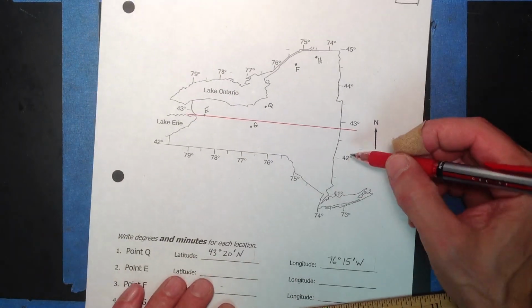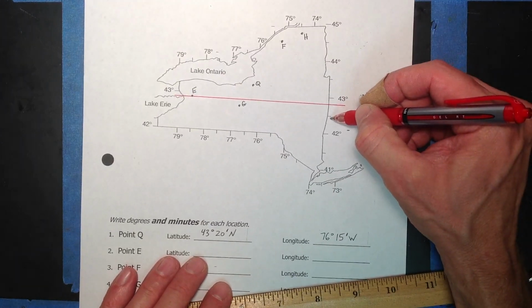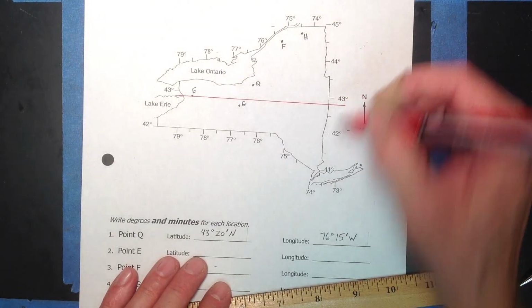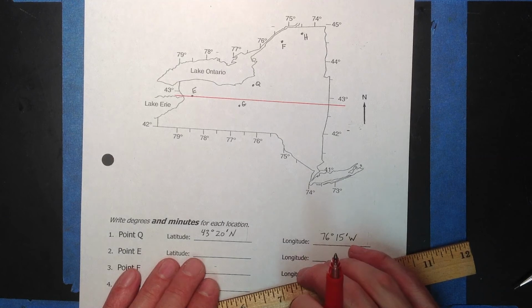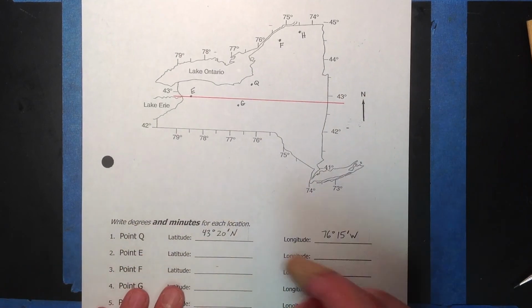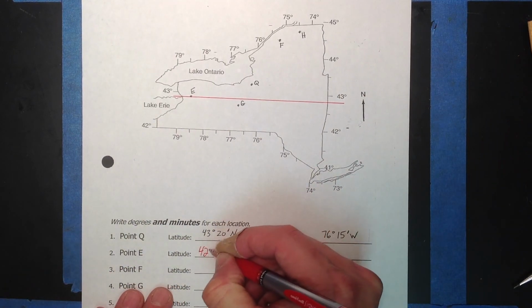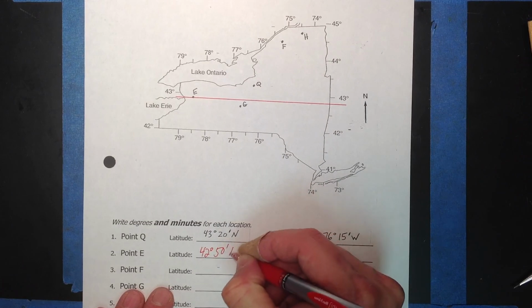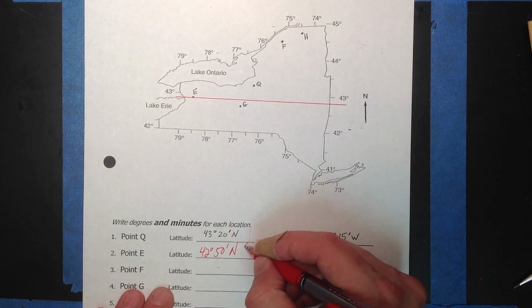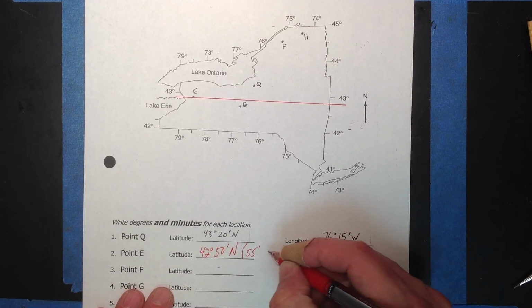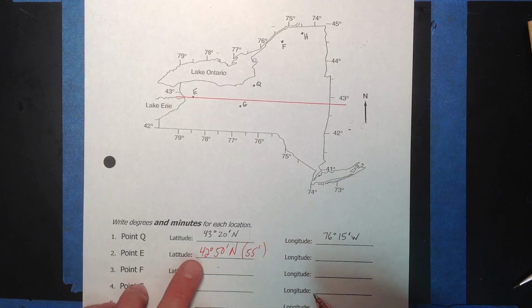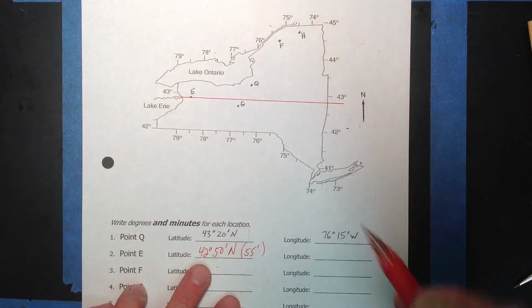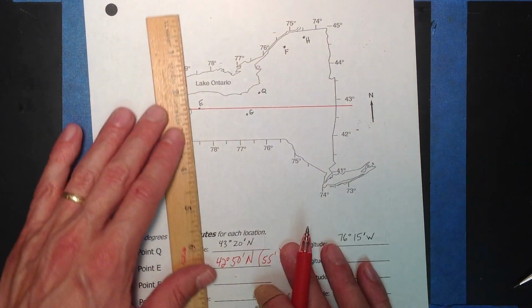So I'm going to say it's going to be 42 degrees. That's 30 minutes. That's 60 minutes. So maybe 42 degrees and 50 minutes. 42 degrees and 50 minutes. You must have the north on there, you must. Or you could say maybe 55 minutes would also work. But you must have the north, and 43 degrees and no minutes will not work. It's clearly not on 43 degrees.